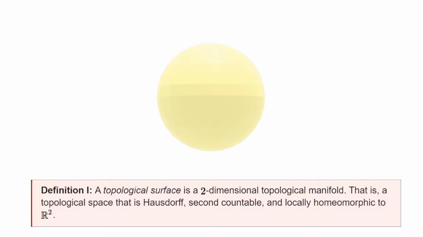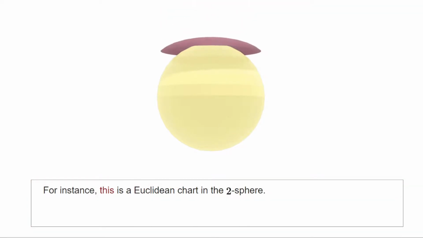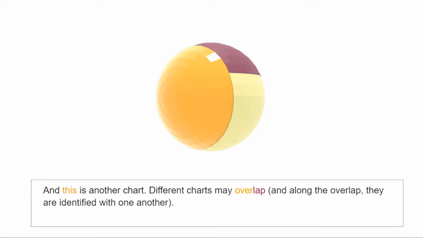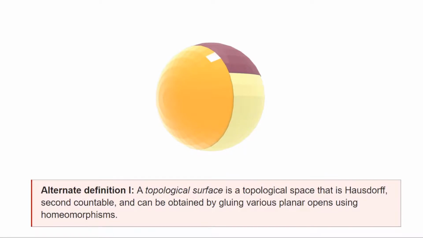In the animation we see the two-sphere, and now we are drawing a chart around the North Pole. That is, a little neighborhood that looks like an open ball in R^2. Now we depict another planar open in orange, and we see that the two opens overlap. Since these are simply different local parameterizations of the sphere, we see that at the overlap they must be identified in some way. Namely, we have a homeomorphism that allows us to pass from one chart to the other in the overlap.